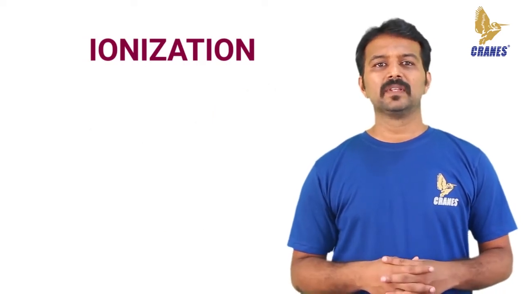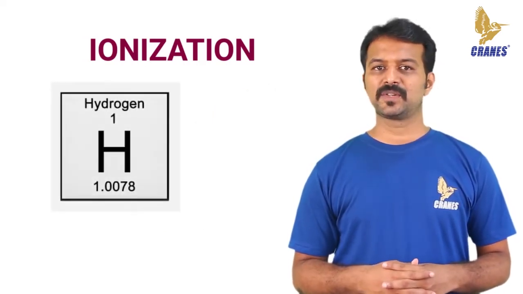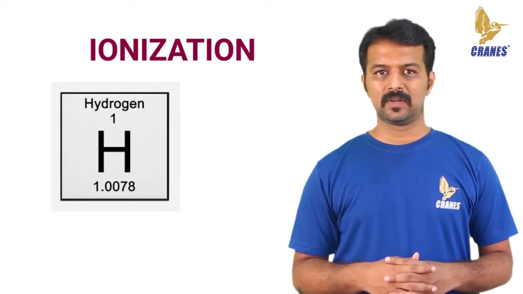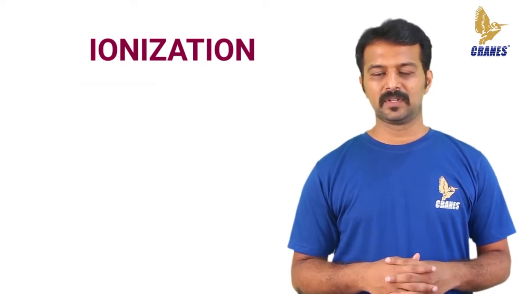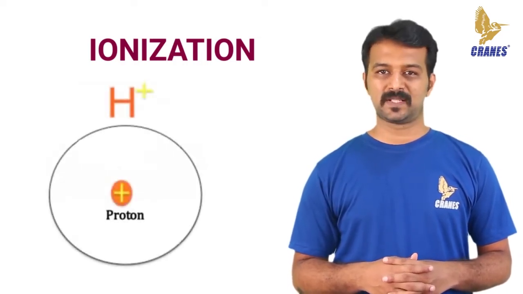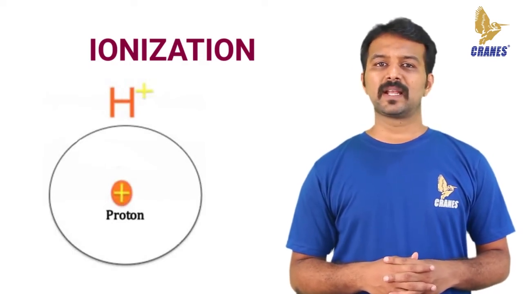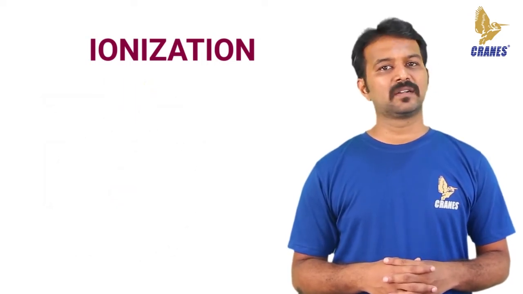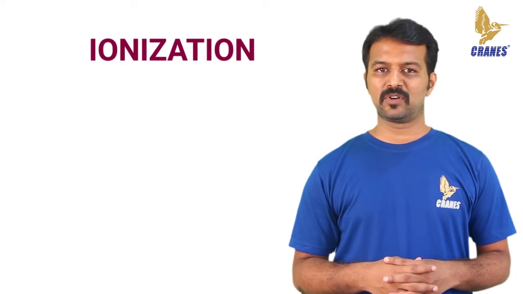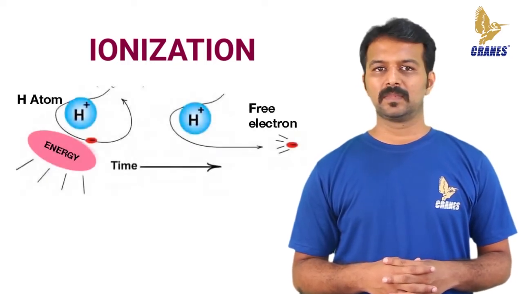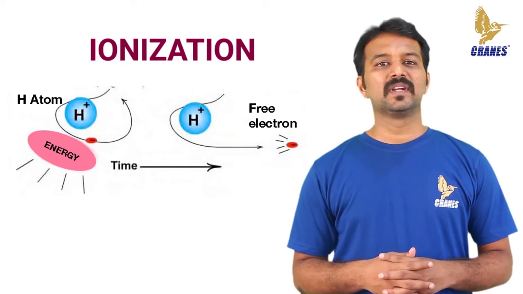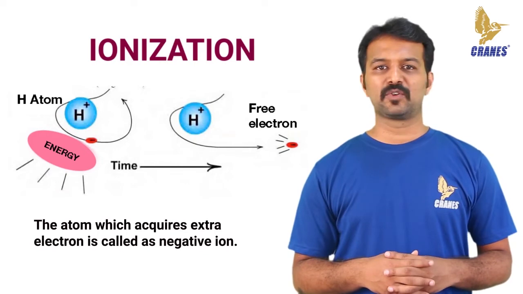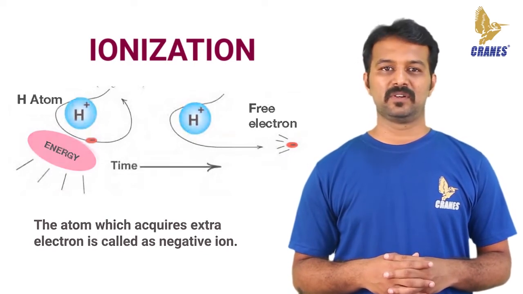For example, the chemical symbol for hydrogen is H. When a neutral hydrogen atom loses its valence electron and becomes a positive ion, it is designated as H+. The escaped valence electron is called a free electron. The reverse process can occur in certain atoms when a free electron collides with the atom and is captured, releasing energy. The atom that has acquired the extra electron is called a negative ion.